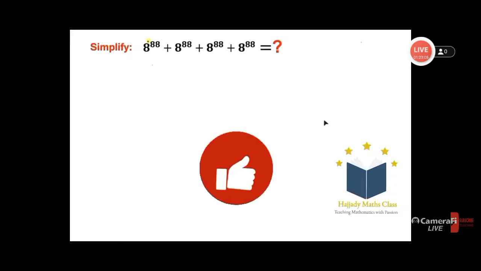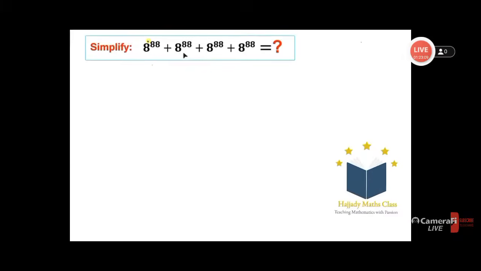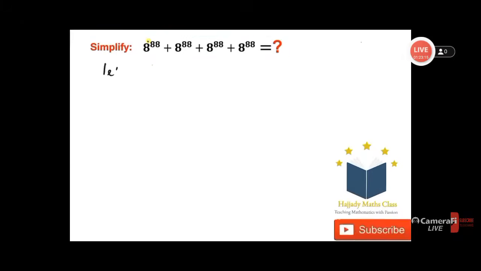So we have that, simplify a to the power of 88 plus a to the power of 88 plus a to the power of 88 plus a to the power of 88. So the first thing we have to do is, let a to the power of 88 be equal to y. So with this, we can have y plus y plus y plus y, which is going to give us 4y.